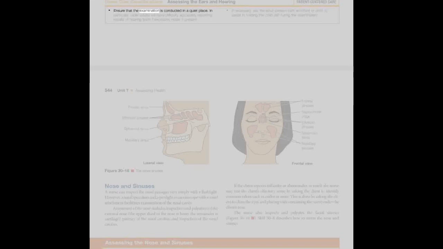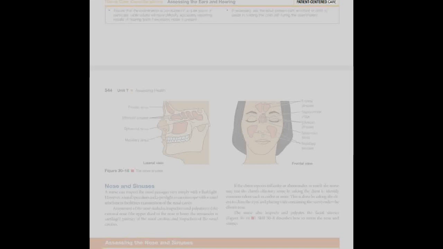Ensure that the examination is conducted in a quiet place. In particular, older adults will have difficulty accurately reporting results of hearing tests if excessive noise is present. If necessary, ask the adult present with an infant or child to assist in holding the child still during the examination.